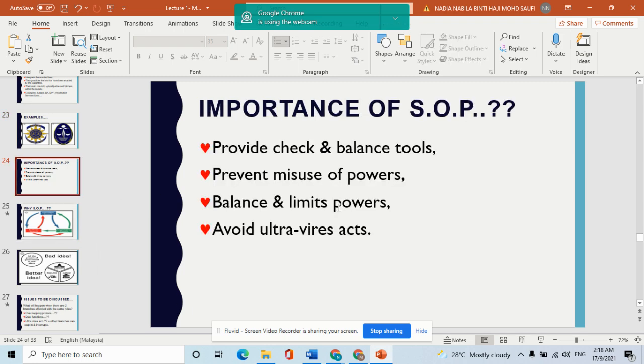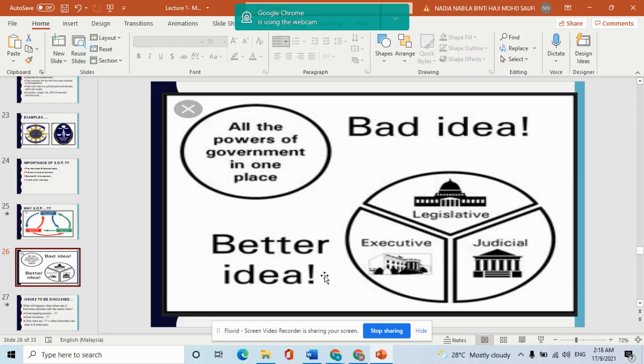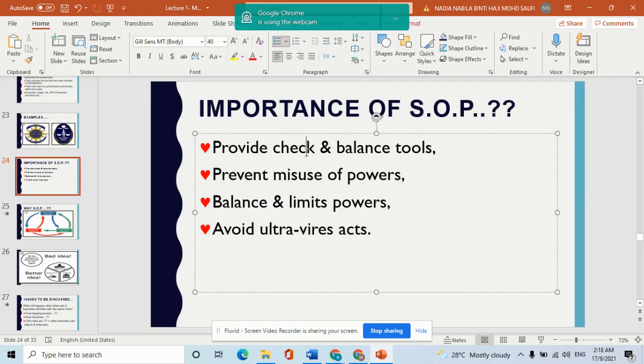So why is it important to separate powers? Why is it that we need to have a triangulation or cooperation or collaboration between all the bodies? However, all the bodies must be acting solely for their own purpose. There cannot be an overlapping of tasks or joint powers. Because all the powers of the government in one place is a bad idea. It is better to segregate what they do. These are the four logics behind why.